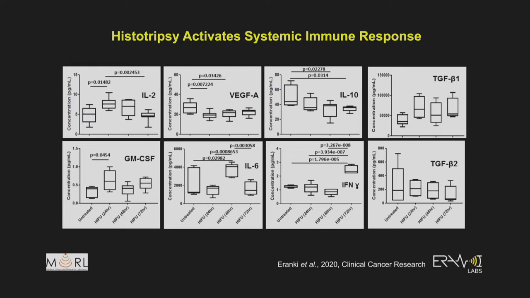What we also saw is VEGFA constantly keeps going down, and significantly down at the end of day 3. IL-10 significantly downregulates. That's great news, which means your TGF-beta becomes very quiet, because IL-10 is the one that signals TGF-beta 1 and 2. Although our TGF-beta 1 and 2 are inconclusive in this case, the fact that IL-10 is downregulating suggests we do not have a resistive environment, we have a more cytotoxic one.